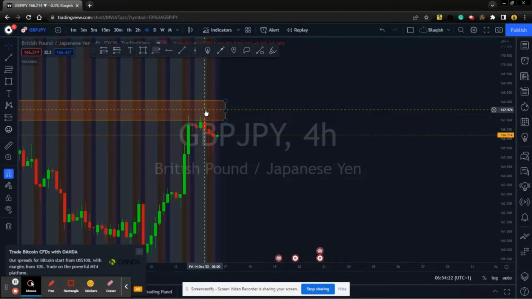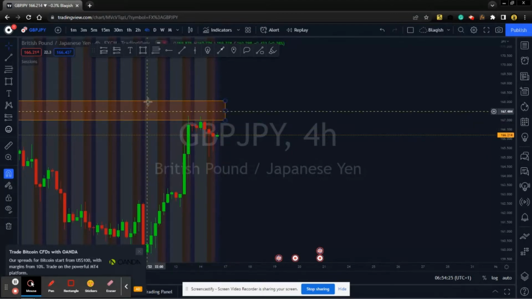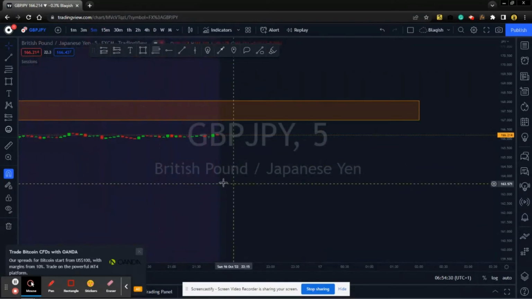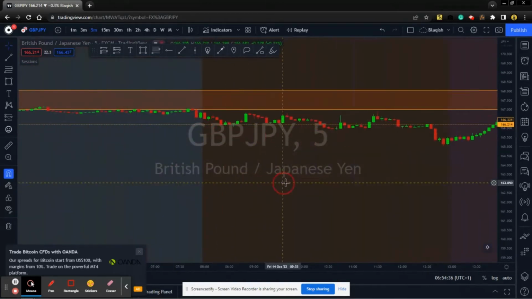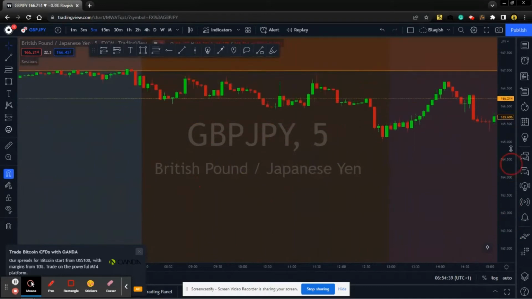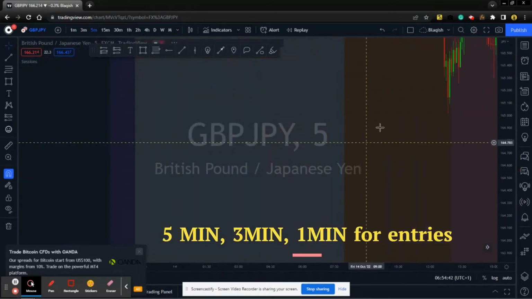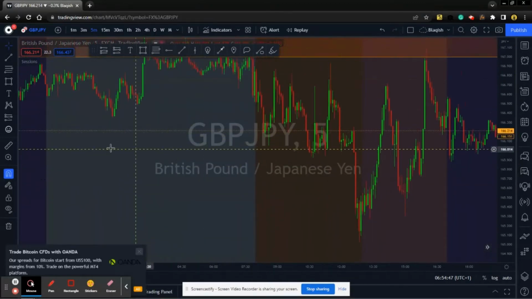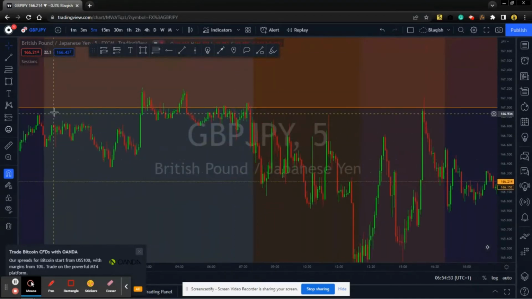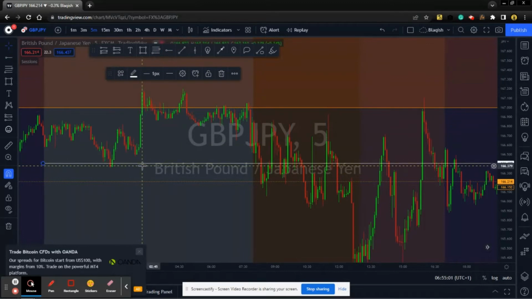After we have identified our area, I will drop to the 5 minute time frame, because the market is already aligning, and I'm only looking for my entry during the London session. If you see this gray shaded area, this is the Asian session. So the Asian high was here, and the Asian low was about there.